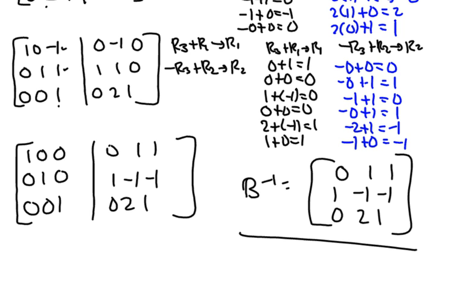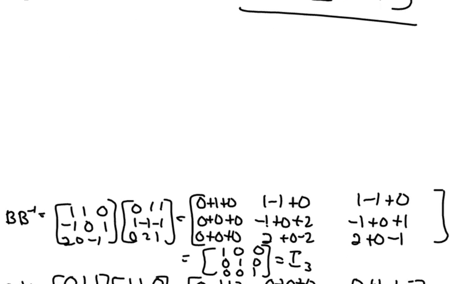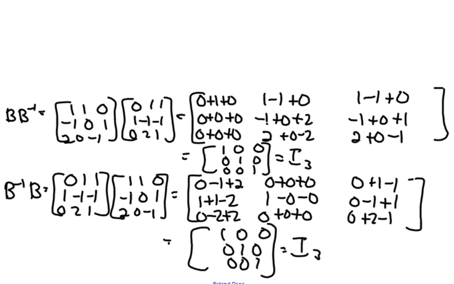Now, similarly to what I did for the previous problem, I have done the work ahead of time to show that B times B inverse equaled the 3 by 3 identity matrix, and B inverse times B also equals the 3 by 3 identity matrix.